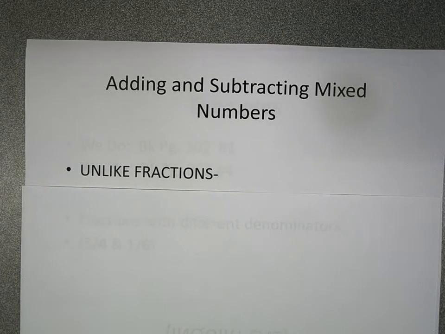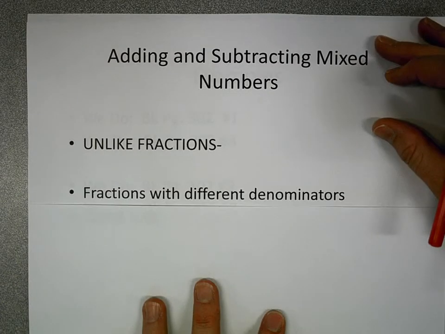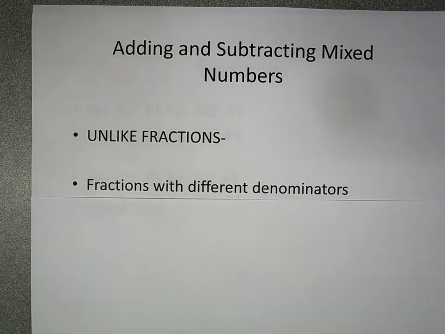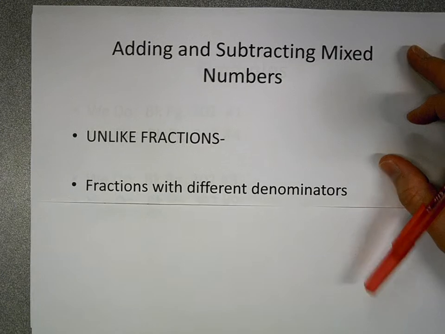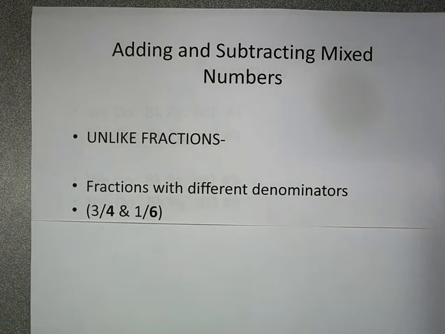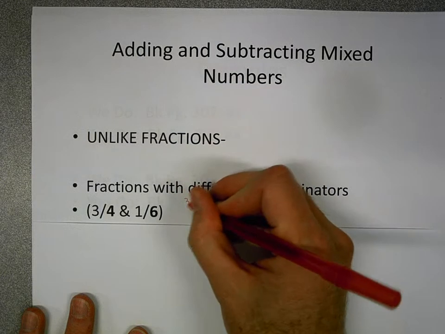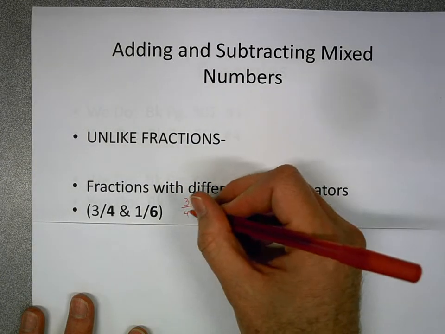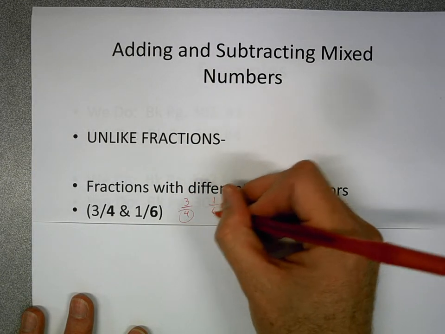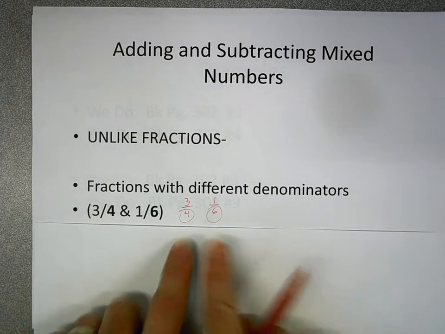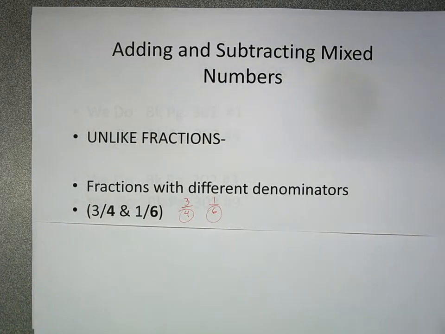It's unlike fractions. Everyone? Unlike fractions. So your book says these are fractions with different denominators, meaning the bottom number is different. Okay, so for example, 3/4 and 1/6. So you can go ahead and write 3/4 and 1/6 if you want. Circle the denominators so they can see that they're different. Okay, that's what it means to be unlike fractions.